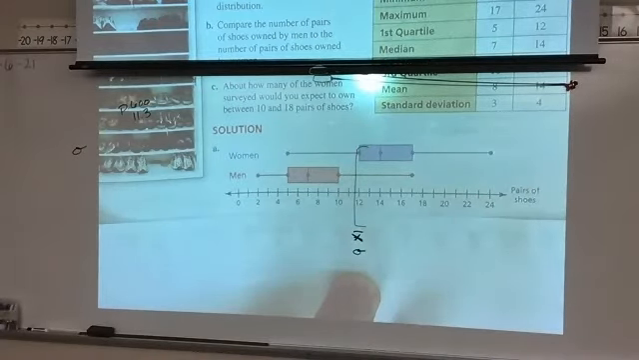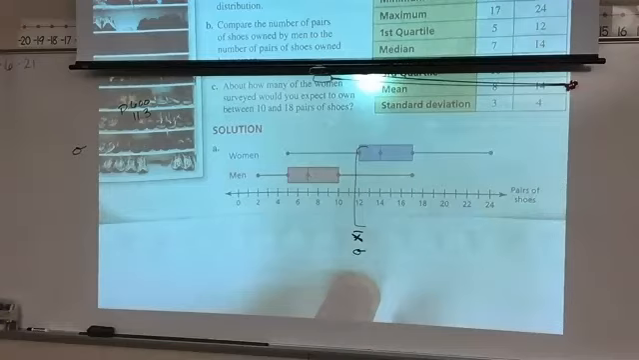The next question says, compare the number of pairs of shoes owned by the men to the number of pairs of shoes owned by the women. This is just in general. What can we say, in general, about the number of shoes according to this survey? Eli? There you go. That's what we can say in general, whether it's right or not, according to the survey.